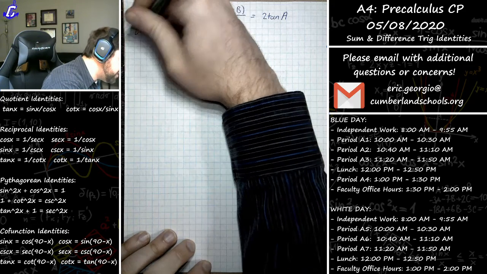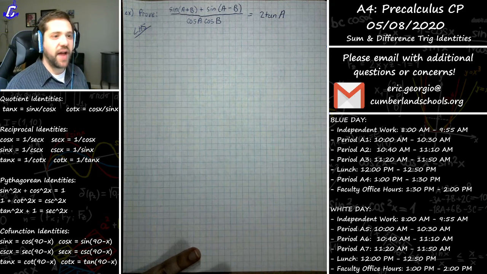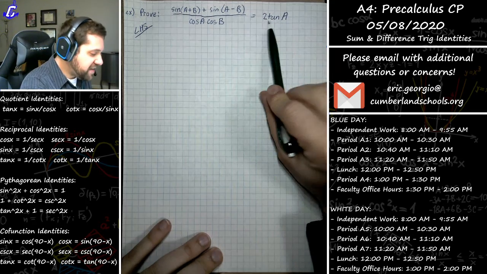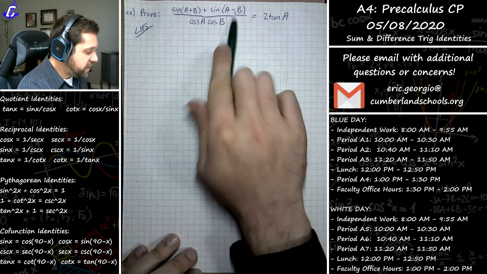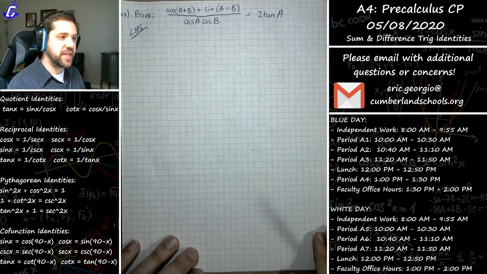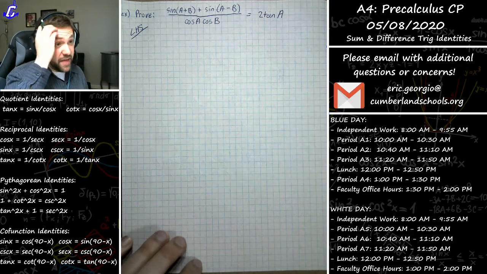Obviously with a proof like this, it goes without saying that the left-hand side is the one we're going to want to work with. The right-hand side, I don't even know how you would take this and try to get it to look like this. What a mess that would be. We're just going to try to take this big expression and simplify it down to 2 times the tangent of a. Watch. I'm going to start by expanding out my sine of a plus b.